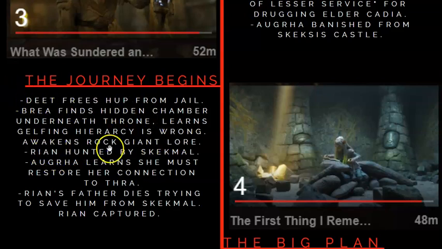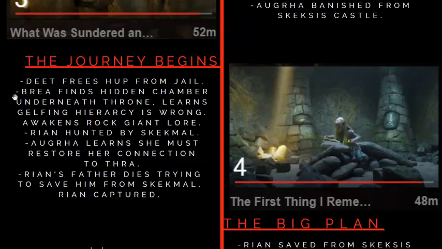Right, and so Rian is hunted by Skekmal, the hunter, as they call him. He's been sent after Rian now that Rian is a wanted man for the quote-unquote death of Mira. Aughra learns that she must restore her connection to Thra, because she's been out of the loop for so long. And one of the reasons Thra is dying is because she hasn't been around.